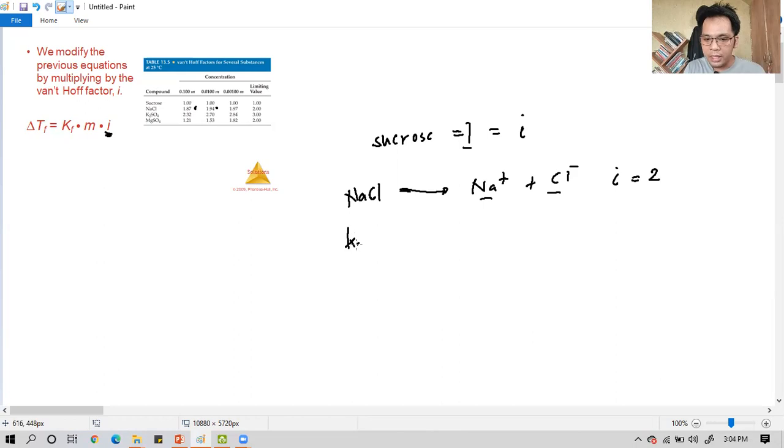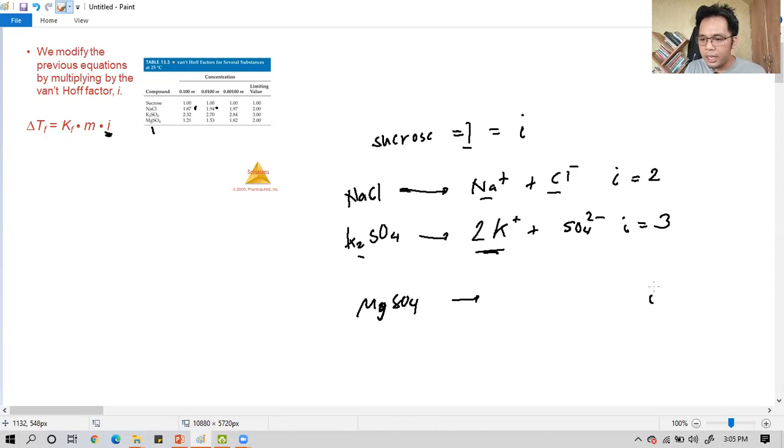Then for the potassium sulfate, the van't Hoff factor of this is 3, because when it dissociates, it will yield a sulfate ion and 2 potassium ions, because of K2 for the balance. And then for the magnesium sulfate, the van't Hoff factor value is equal to 2, because when it is dissolved, it will yield 2 ions, namely the magnesium and sulfate. Here it is 3 because of the ions shown.